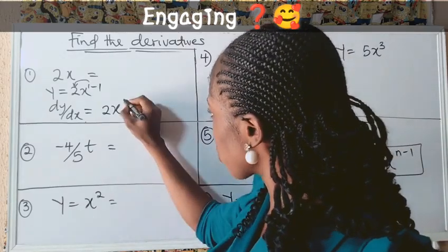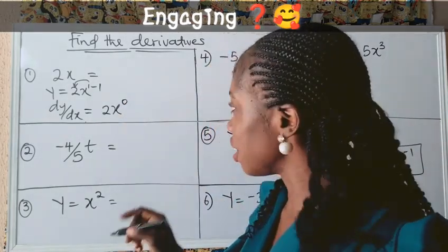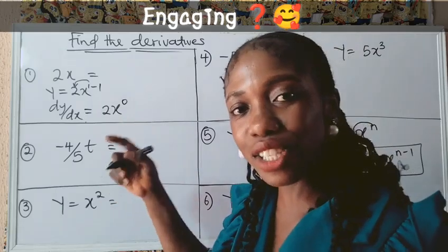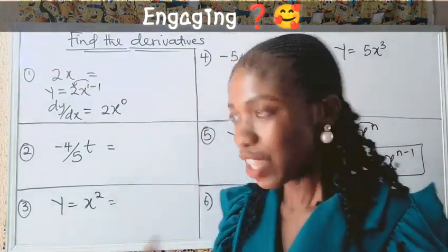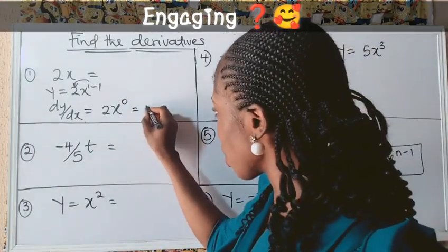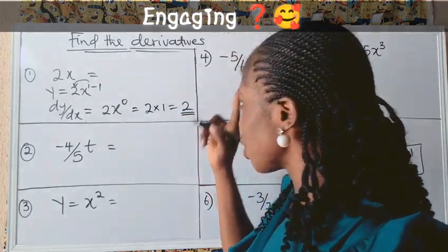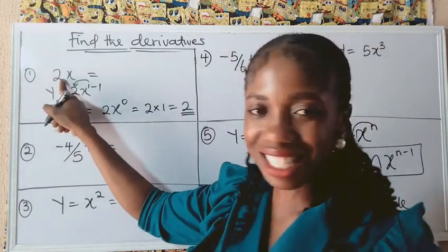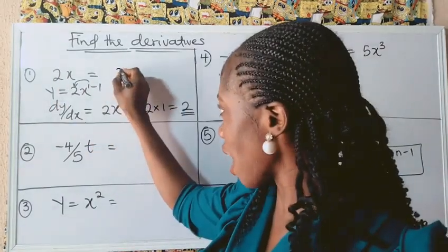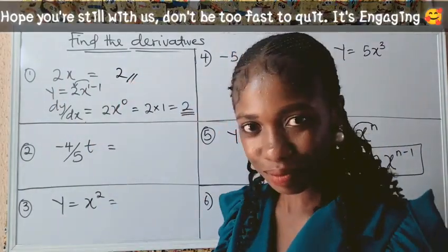So this means we are going to have this. And you know that anything raised to the power of 0 is 1. So what it means is that this will give us 2 multiplies 1, and our answer is 2. So it means that if I'm differentiating 2x, I'm going to have 2 as an answer.